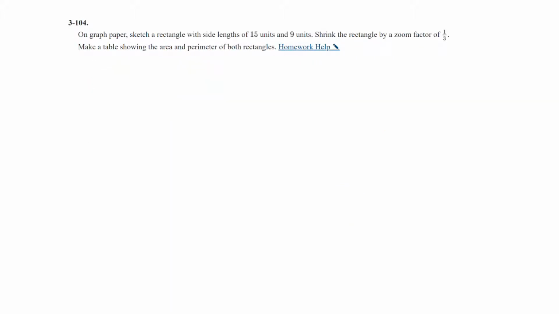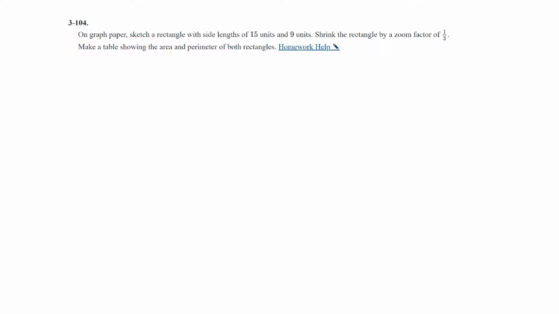Question 104. On graph paper, which I forgot to put on here, sketch a rectangle with lengths 15 and 9. Shrink the rectangle by a zoom factor of 1/3. Make a table showing the area and perimeter of both rectangles. Since I didn't put the graph paper on here, this is just going to be kind of a sketch, but make sure you do yours on graph paper.